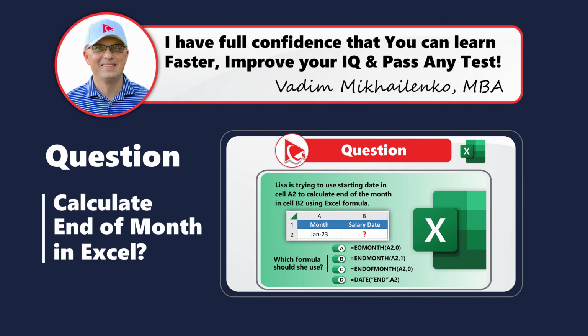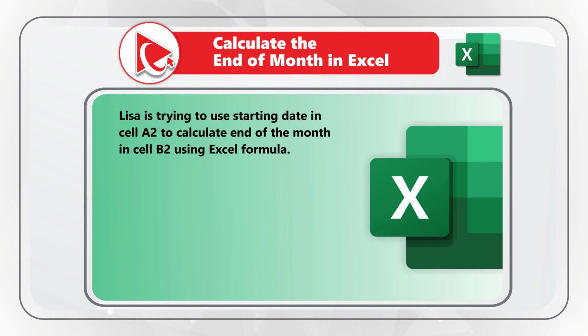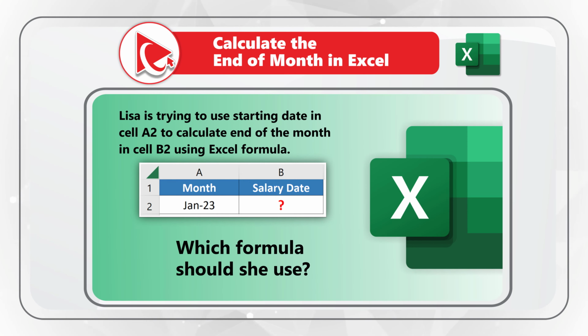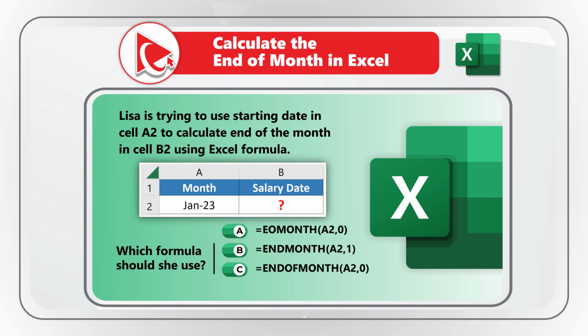Here's a wonderful question to test your knowledge of Excel formulas. Lisa is trying to use the starting date in cell A2 to calculate the end of the month in cell B2 using an Excel formula. Which formula should she use? She is presented with 4 different choices. Choice A, EOMONTH, and then in parentheses, A2, 0. Choice B, ENDMONTH, and then in parentheses, A2, 1. Choice C, ENDOFMONTH, and then in parentheses, A2, 0. And last but not least, choice D, DATE, and then in parentheses, and in quotes, A2.